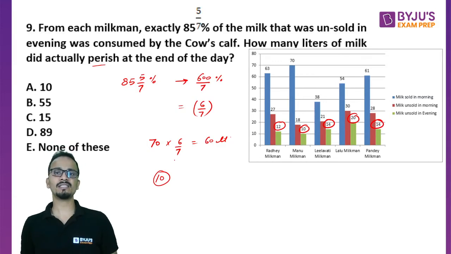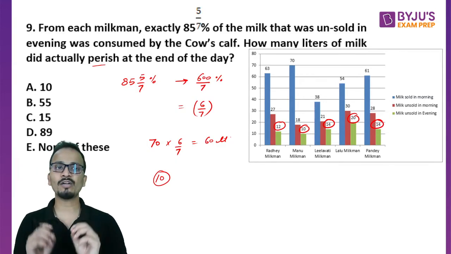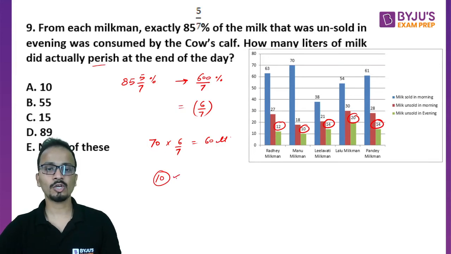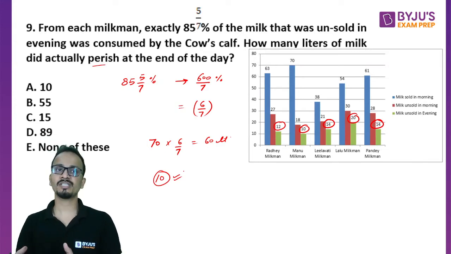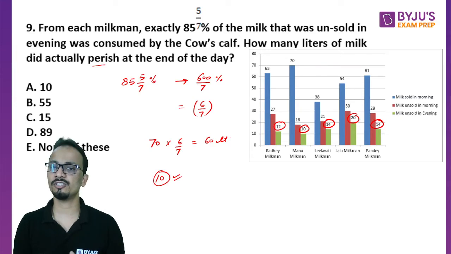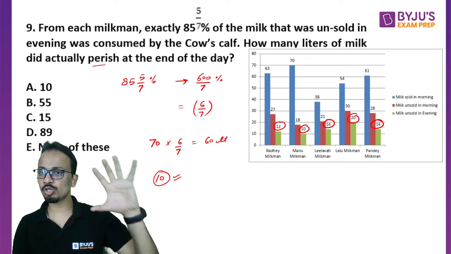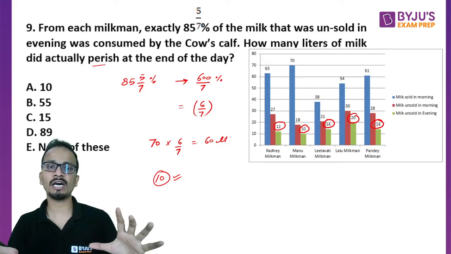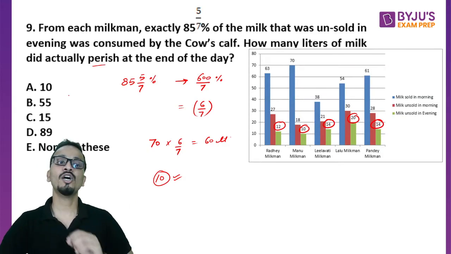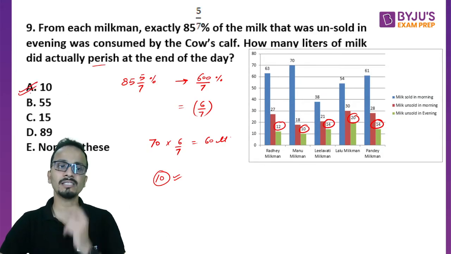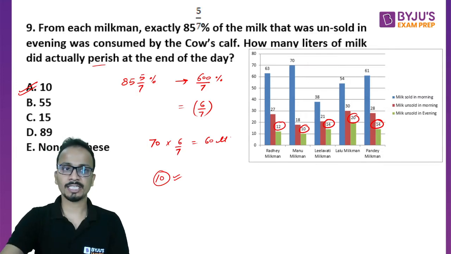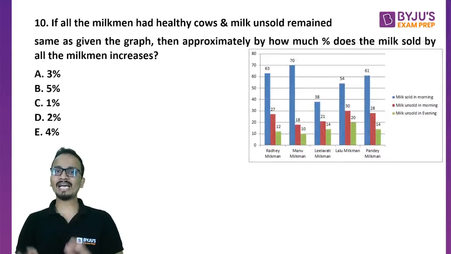So I can say that the quantity of milk that will actually perish at the end of the day will be the quantity of milk which is left after the cow's calf has consumed. So 70 liters was unsold, out of which 60 liters is consumed by the cow's calf. So the remaining 10 liters will now perish, and the answer will be option A. All right, great. Now let's move on to the last question for the day.